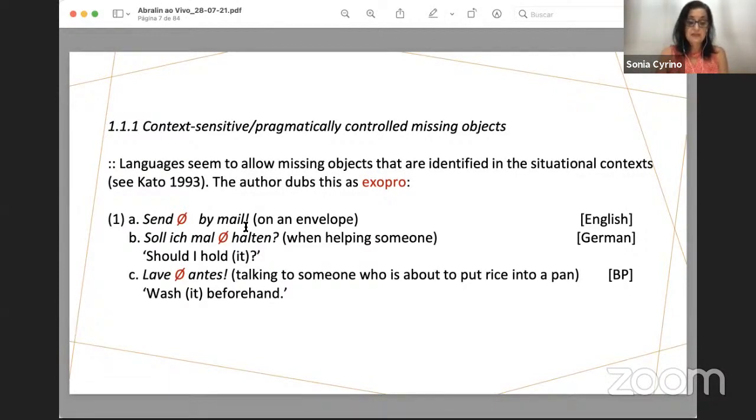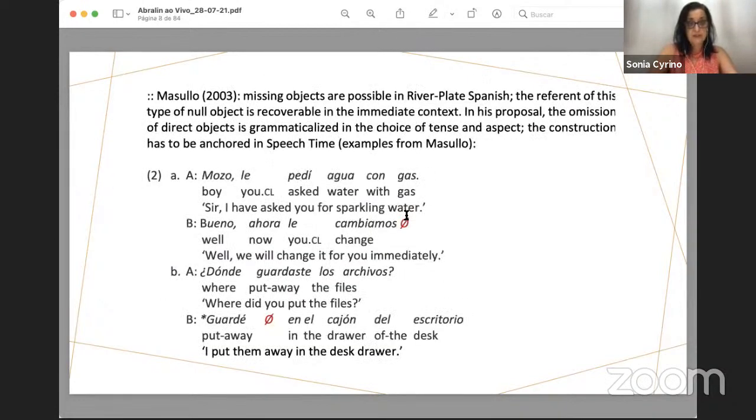She called this an isopro, because you can find a reference of what's missing in the linguistic environment. So you can see, even in English, something like "send by mail," or in German, or Brazilian Portuguese, "lavei antes." So I have rice in my hands, and I tell someone "lavei antes." So this is not unique to Brazilian Portuguese. This happens in other languages.